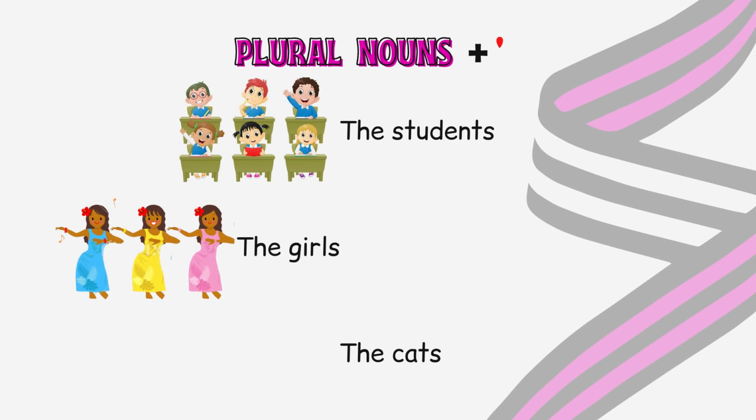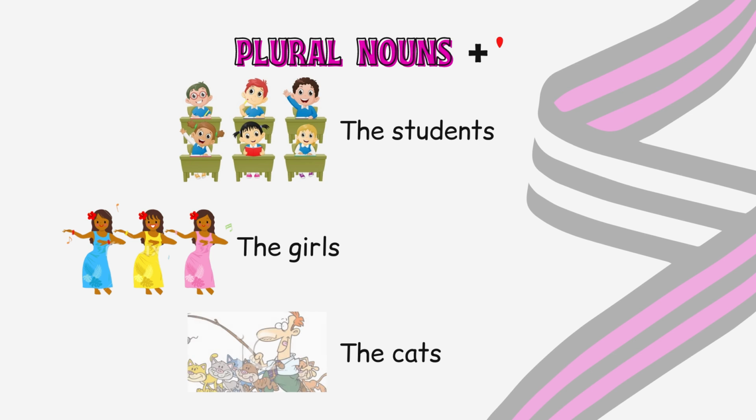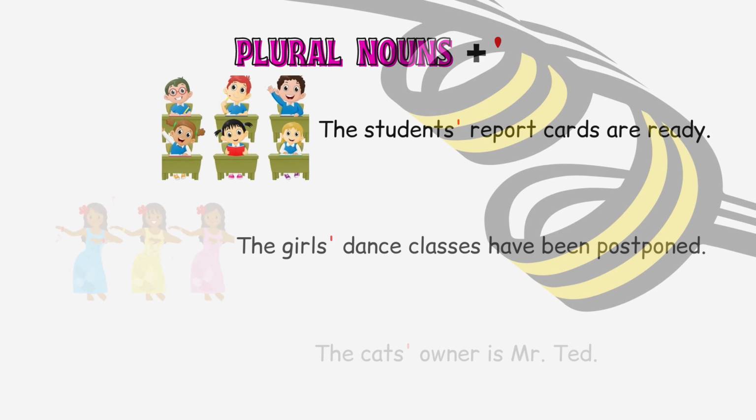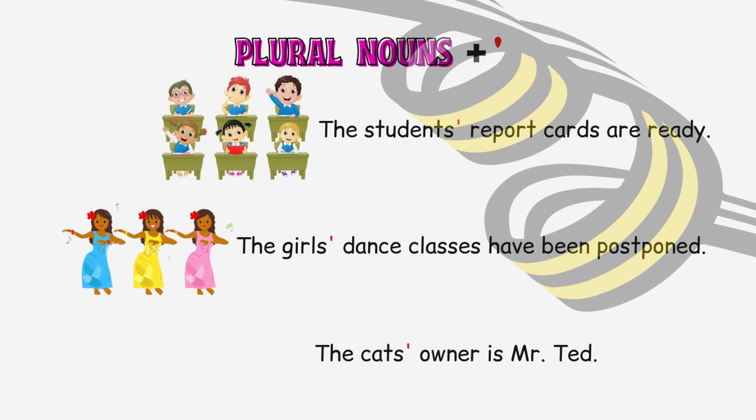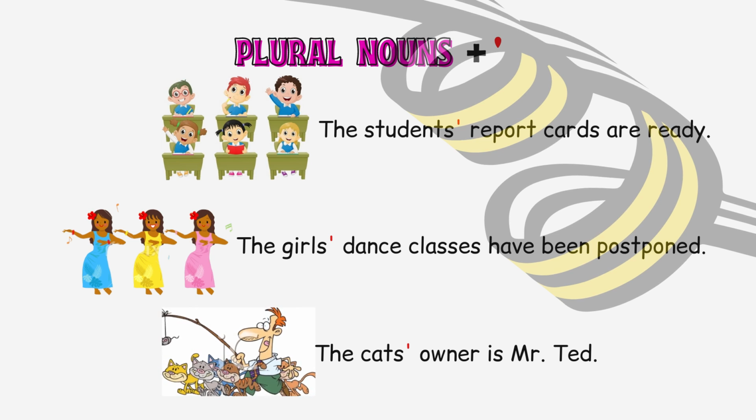Rule number 2. For plural nouns such as the students, the girls, and the cats. For plural nouns, we only need to add apostrophe at the end of plural noun. The students' report cards are ready. The girls' dance classes have been postponed. The cats' owner is Mr. Ted.